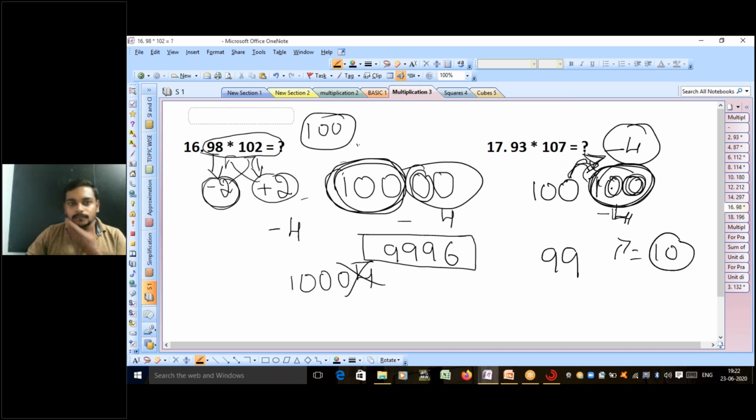So instead of going with that method, just write 2 zeros in front of 100.